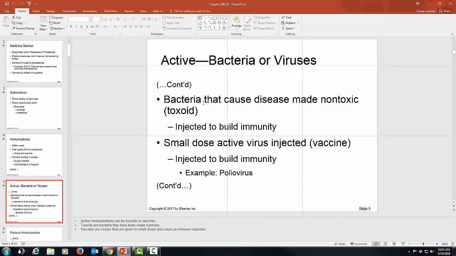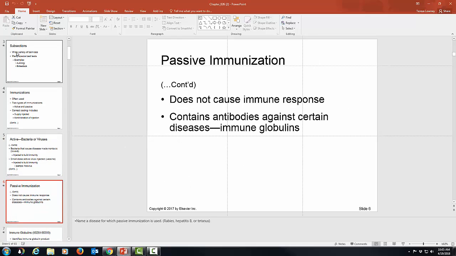Active: the bacteria or virus that causes the disease, made non-toxic, is injected to build an immunity. So you think about allergy shots. A small dose of active virus injected is a vaccine, and that's, for example, to build immunity. So that would be like your polio. A passive immunization does not cause an immune response. It contains antibodies against certain diseases.